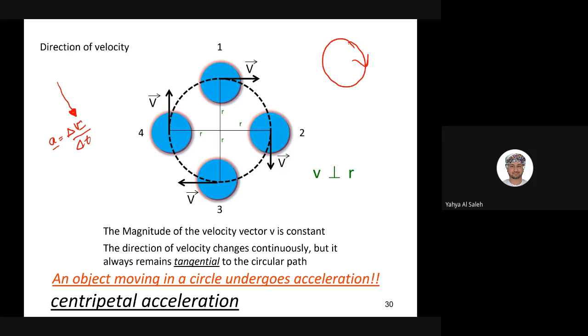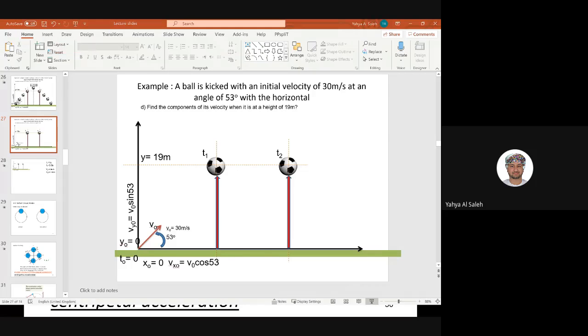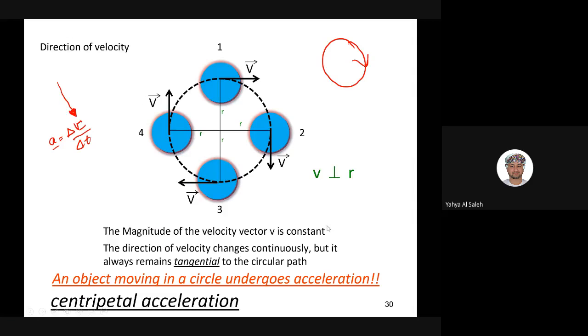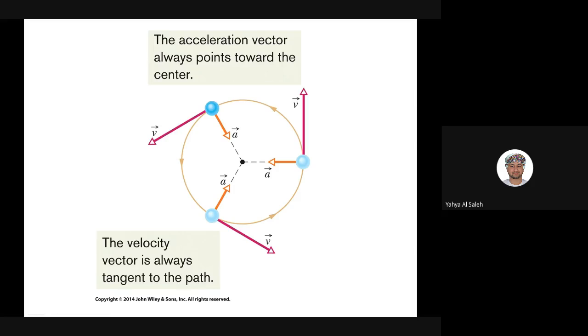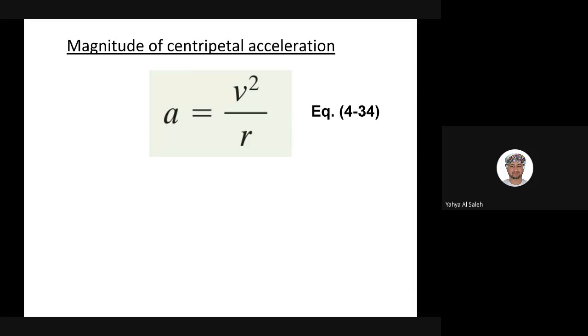Okay. So this acceleration that is causing the velocity to change every single moment, we call it centripetal acceleration. The velocity vector is always tangential, and the acceleration vector is always towards the center. And this is what we call centripetal acceleration.